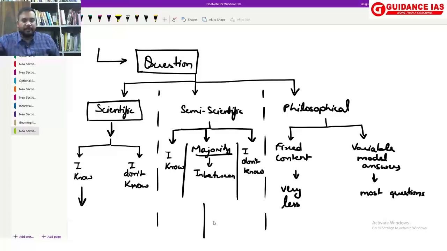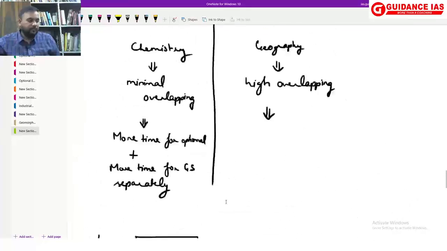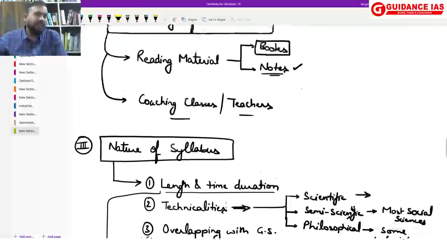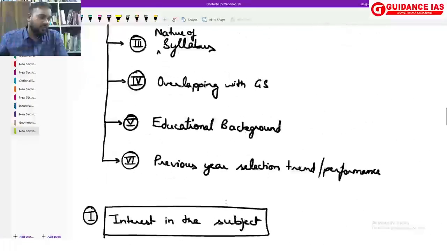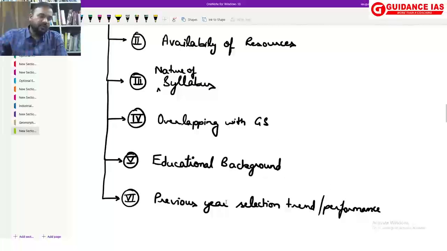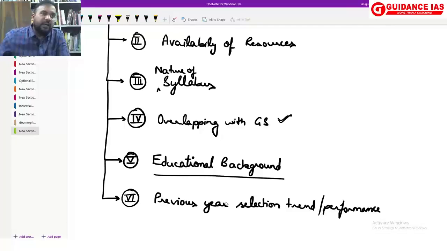Did you understand the point? Tell me about the nature of the syllabus. And in nature of syllabus, I already talked about the overlapping with GS. Okay? Then educational background.